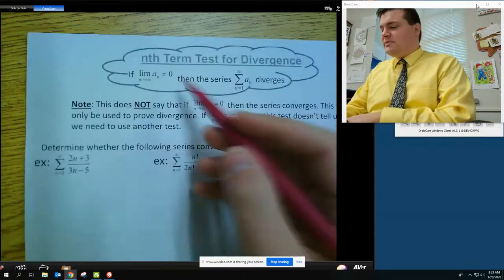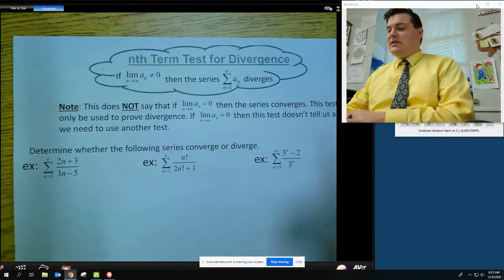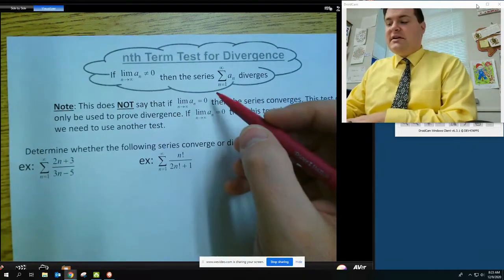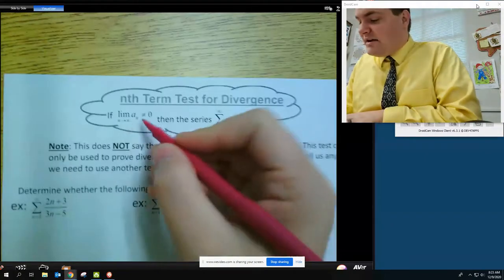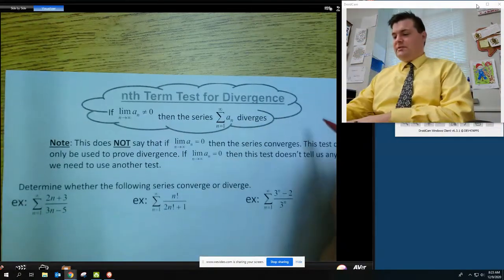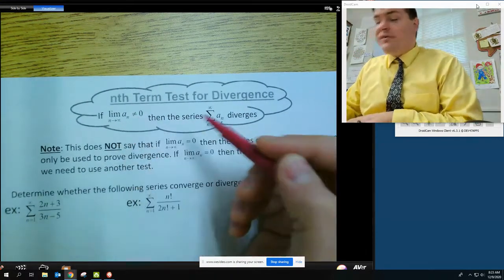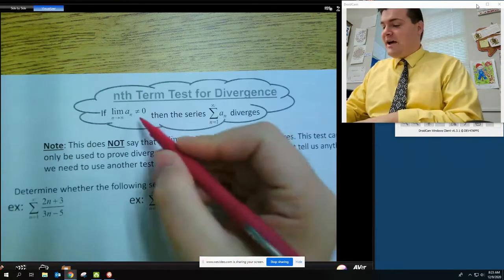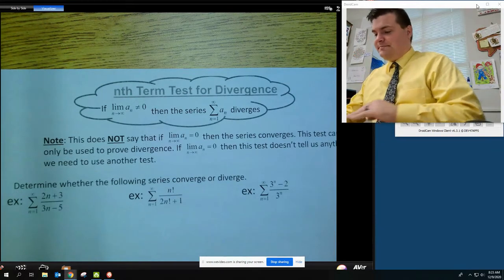So the nth term test is usually the first test I always do. You can just do it mentally if you need to, but it doesn't say if it converges. It only says if it diverges. So essentially, if the limit does not equal 0, then it diverges. Conversely, if the limit does equal 0, that actually doesn't tell us anything. It doesn't give us enough information, FYI. So we can only tell if it diverges from the nth term test.